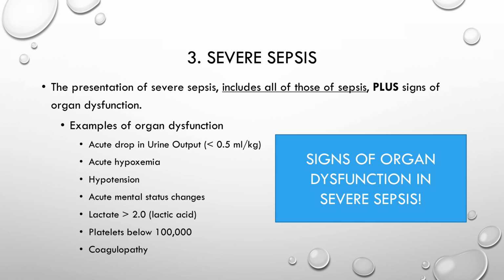greater than 2.0. This is the anaerobic metabolism leading to lactic acid, which is showing you there is a decrease in oxygenation leading to less aerobic metabolism. Platelets below 100,000, or again, coagulopathy. There are signs of organ dysfunction in severe sepsis. In normal sepsis, there is no organ dysfunction.